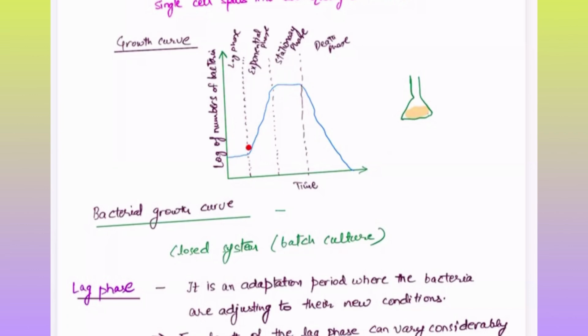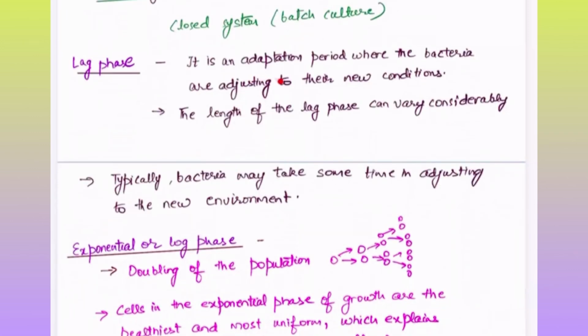Exponential phase, or log phase, is the phase where bacteria is dividing. Stationary phase is the phase where no more new bacterial growth is there and bacteria has also started dying, but the number of growth is equal to the number of death. And death phase is when the media has started secreting toxins, and now the growth of bacteria has declined. Lag phase is an adaptation period where the bacteria are adjusting to their new conditions.